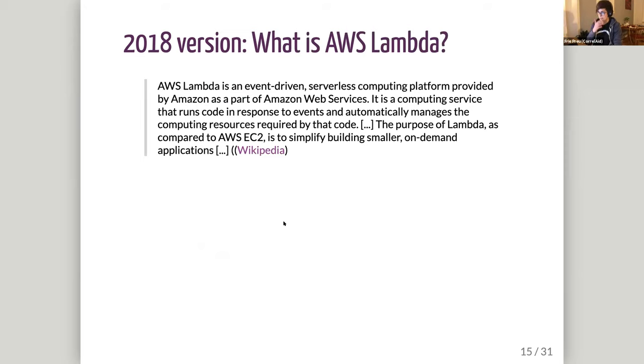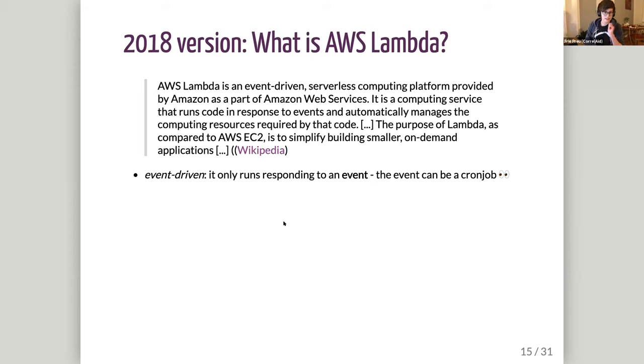So what is AWS Lambda? This is quite a long text. You don't have to read it. I will talk you through it. So first I have to drink something. So this is quite a lot. AWS Lambda is event-driven, which means that it only runs responding to an event. And interestingly, this event can be a cron job. Of course, as we know, cron is the thing that allows us to execute things at a certain time.